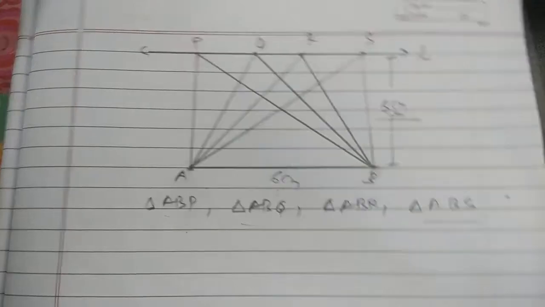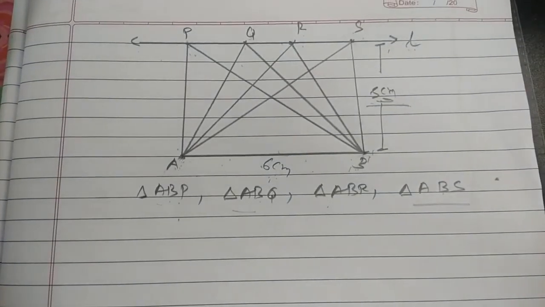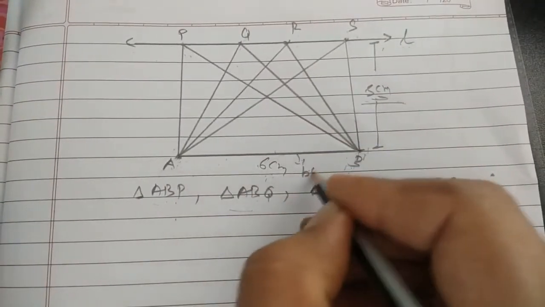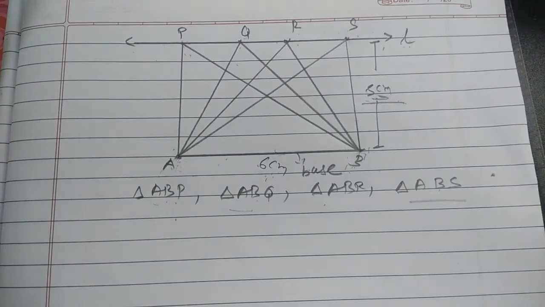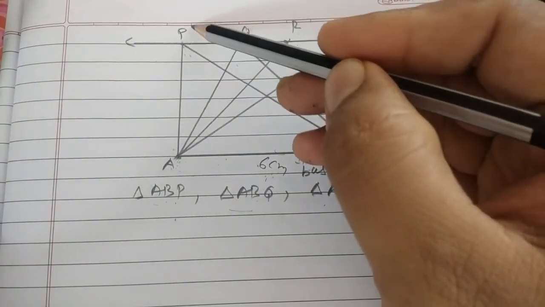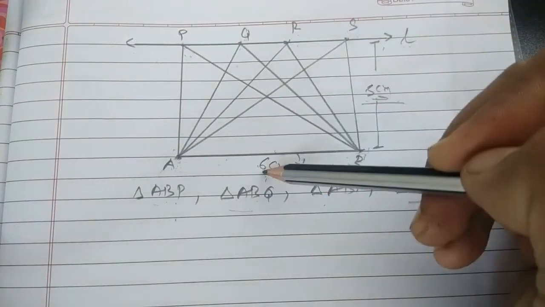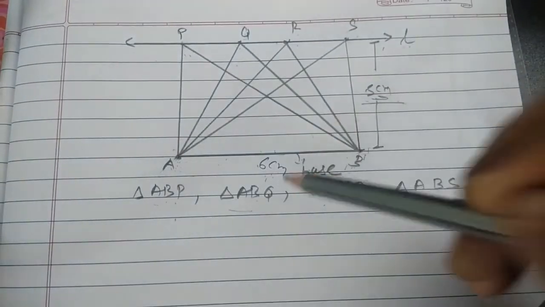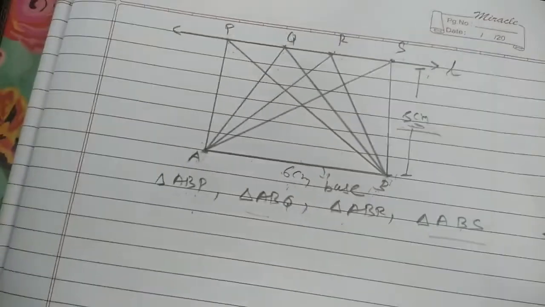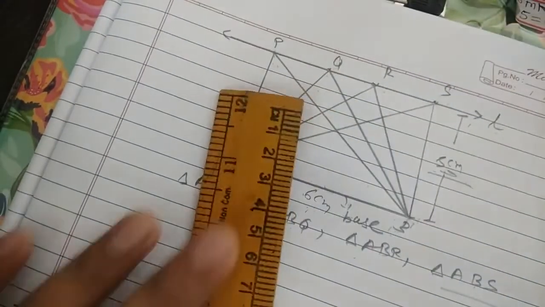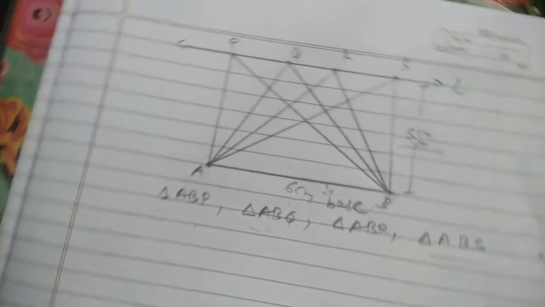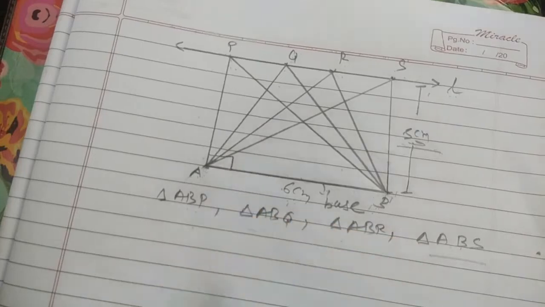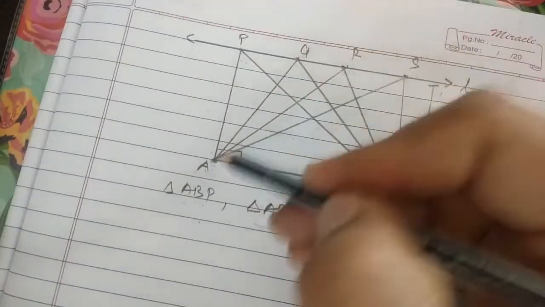Now here, if we take AB as the base in all the triangles, and we draw a perpendicular from the opposite vertex, P to AB, Q to AB, R to AB and S to AB, that will be nothing but the height. For example, I am drawing one perpendicular. As we can see that P is perpendicular to AB, so PA will be our perpendicular.